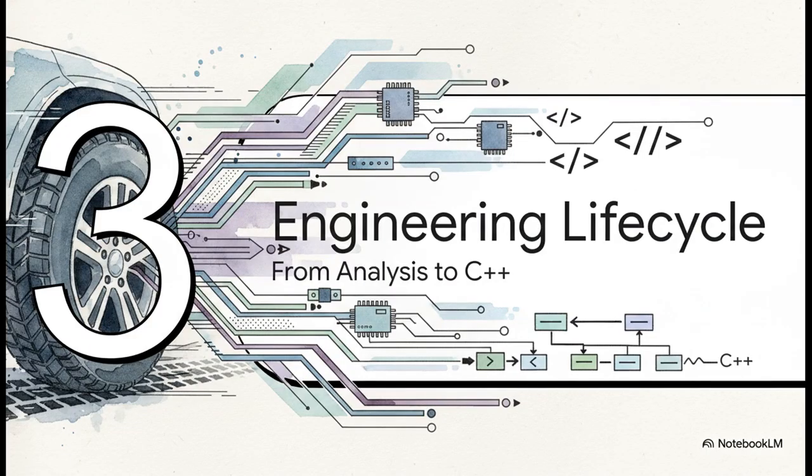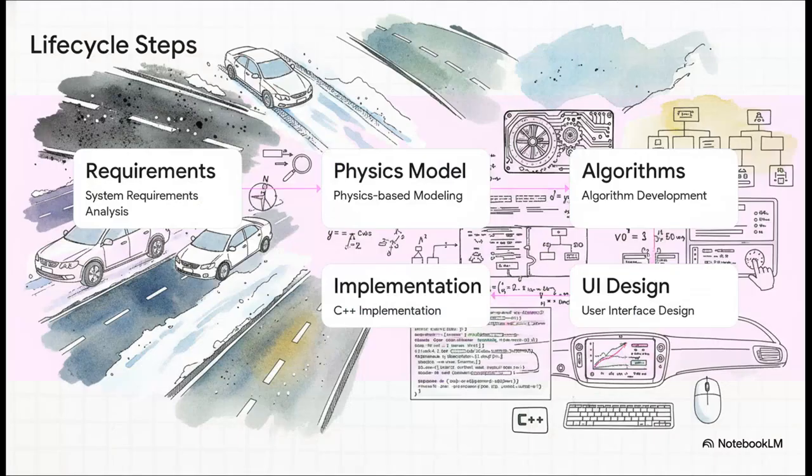Let's move to phase three and see how this builds together into a real product, the strict engineering lifecycle. Because you don't just open up Visual Studio and start blindly typing, right? Developing a robust traction control system follows this exact 5-step methodological process. Step 1 is system requirements analysis, defining exactly what road surfaces the system has to handle. Step 2 is the physics-based modeling we already covered. Step 3 is algorithm development, creating the logic for surface detection and speed control. Step 4 is UI design, making an intuitive dashboard for our real-time data. And finally, Step 5, the actual C++ implementation.